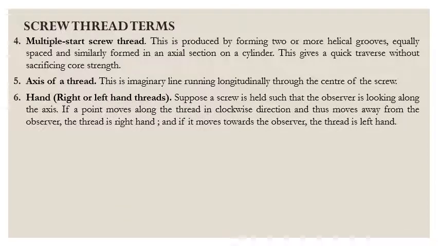Right hand thread or left hand thread. Suppose a screw is held such that the observer is looking along the axis, and a point moves along the thread in a clockwise direction and thus moves away from the observer. Then the thread is called a right hand thread. Also, if the point moves along the thread in a clockwise direction and it moves towards the observer, such a thread we call a left hand thread.